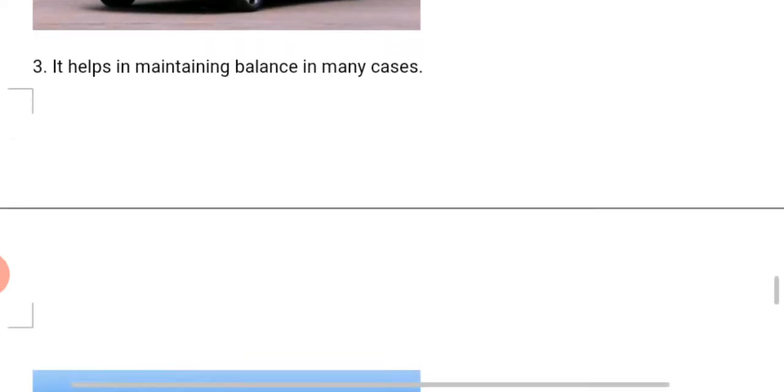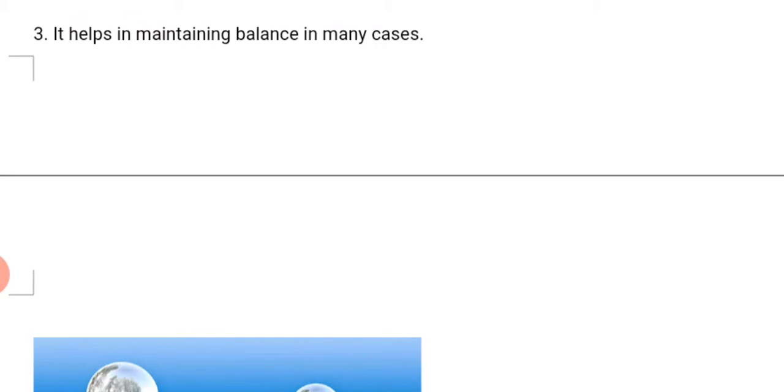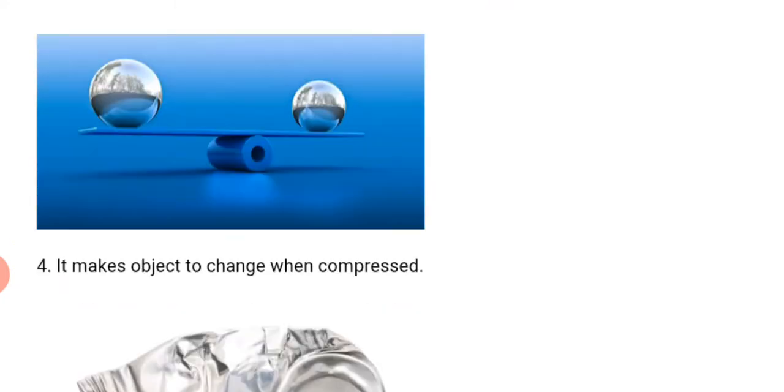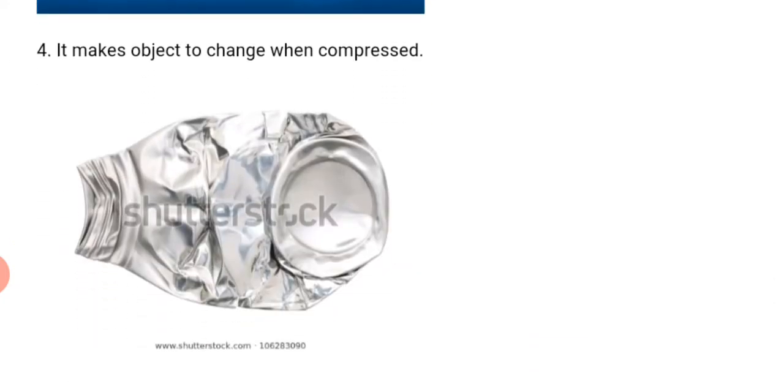The third effect of force is that it helps in maintaining balance in many cases. You can see this thing. They made a balance because they exerted force on the plank. The two objects placed on the plank, you can see. And when we are doing pulley, we say we have fulcrum, effort, and load. So in this one, that's what they use, and it maintains balance due to the force exerted on it.